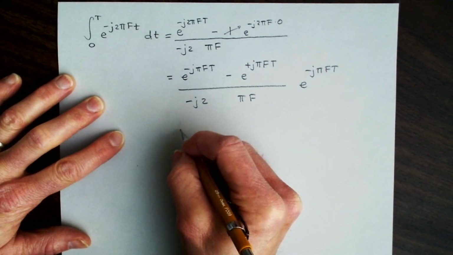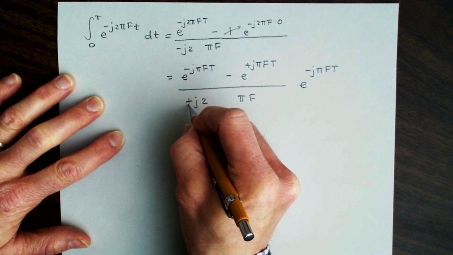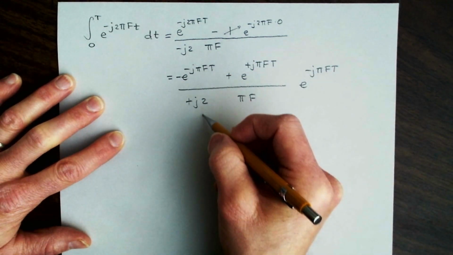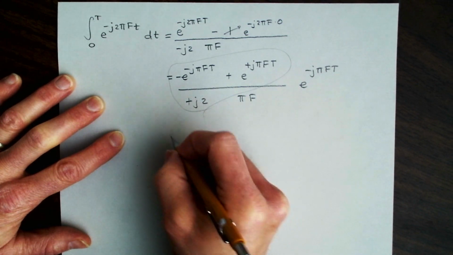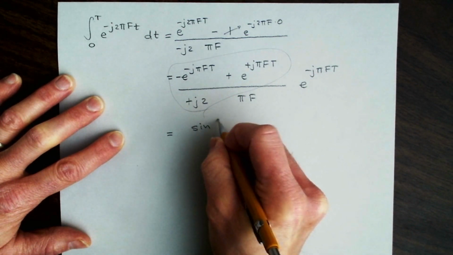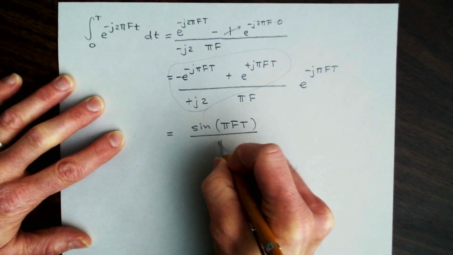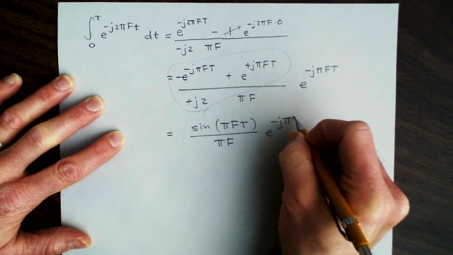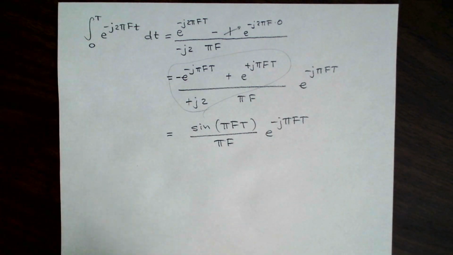And now if we just play a few games with the negative signs here, I'm going to put a plus there, and a minus here. And now we can see that this part that I've circled here is equal to the sine function. So now we can just write this down as sine pi f t divided by pi f, and we have this complex exponential multiplying that sinc function. So there we have the final answer.